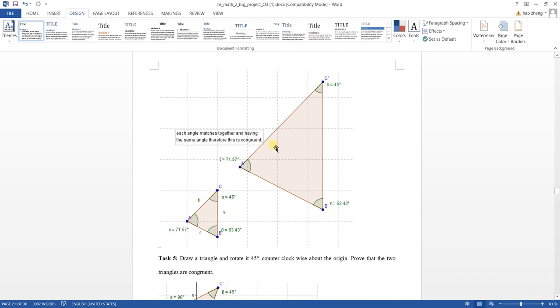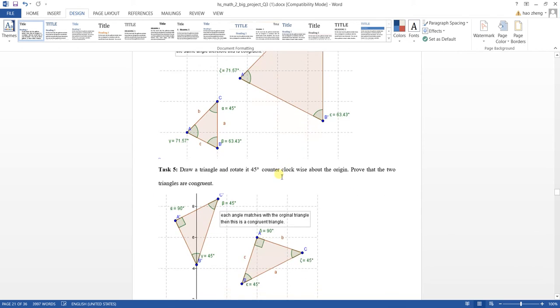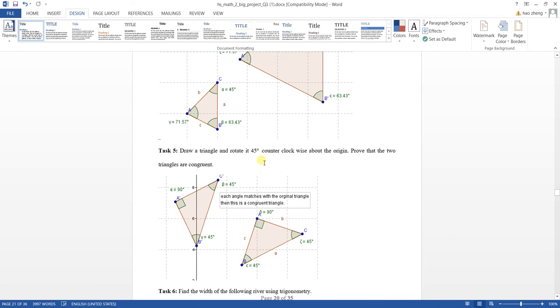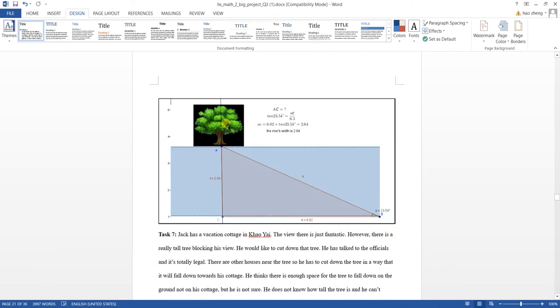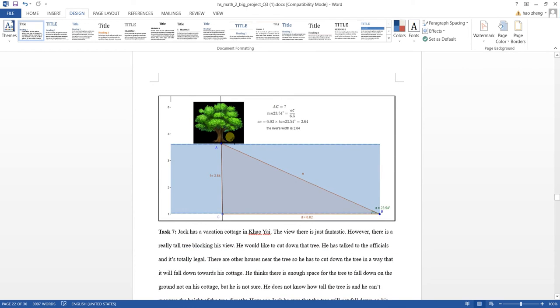Okay, so here is the dilated version, the bigger one I made here, and I can prove it's similar because all the angles are the same, just the size differs because I dilated. And here we just need to rotate it 45 degrees counterclockwise. So we go left, and we can prove that it's congruent because all the angles are the same too.